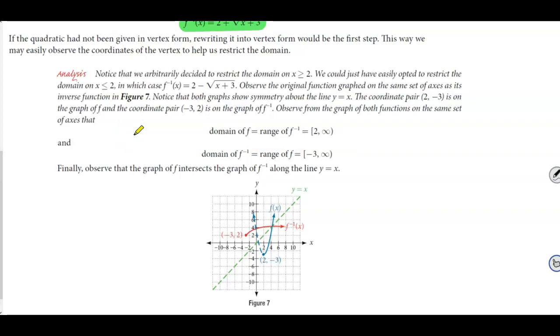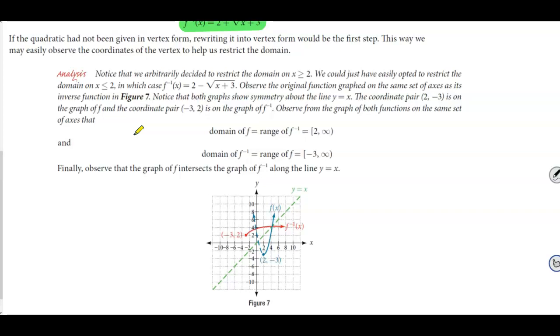Observe the original function graphed on the same set of axes as its inverse function in figure 7. Notice that both graphs show symmetry about the line y equals x. The coordinate pair (2, −3) is on the graph of f, and the coordinate pair (−3, 2) is on the graph of the inverse.